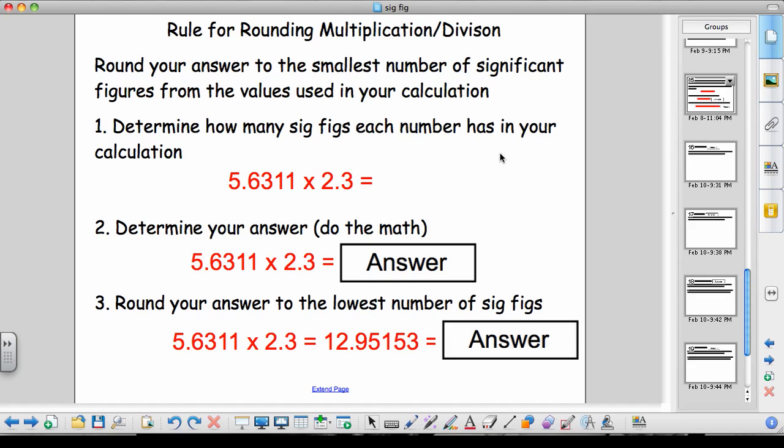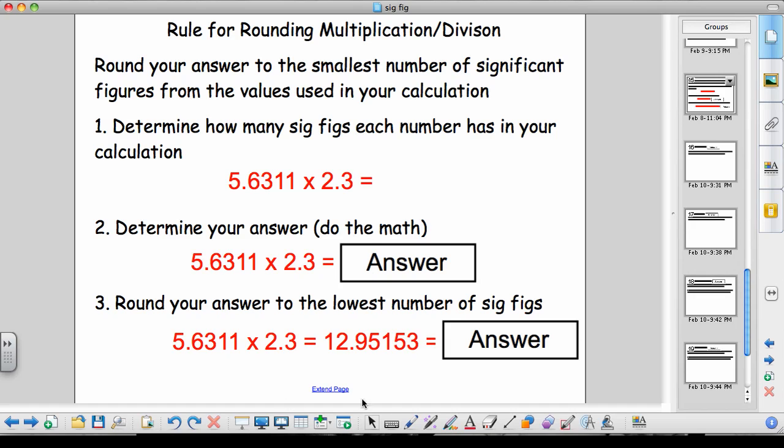This one's going to be rounding our multiplication and division answers. Whenever we're doing math problems that include multiplication or division, we're taking a look at how to round out those answers using our rules of significant figures. Hopefully this little tutorial will help you do some of those problems to go with Sig Fig worksheet number 2. So let's take a look at our rule.